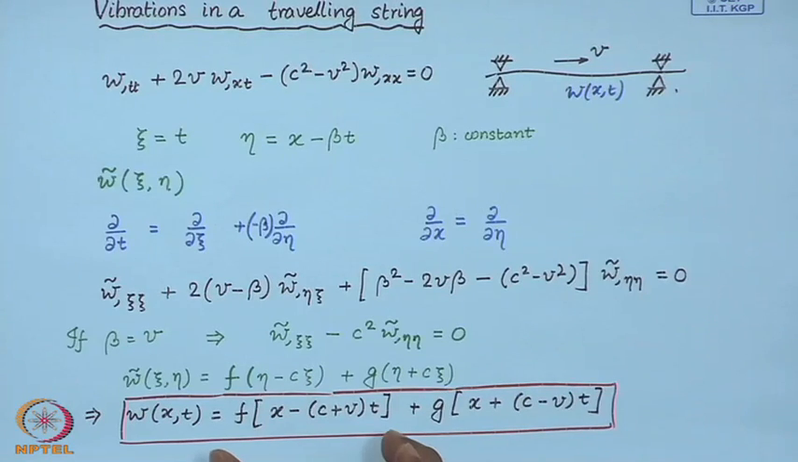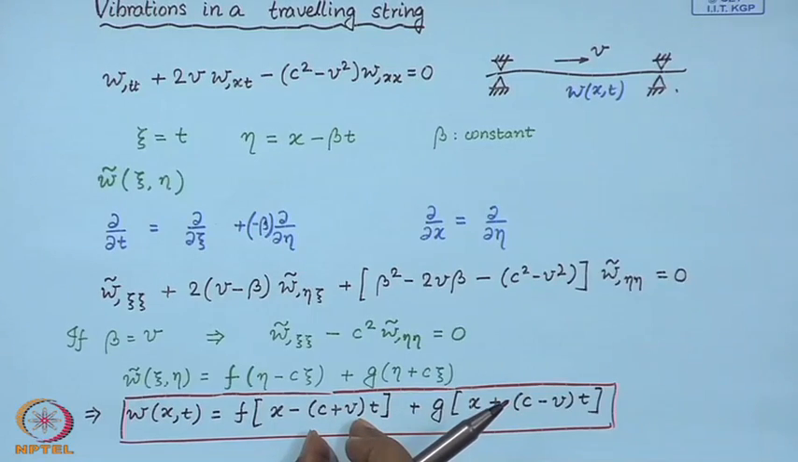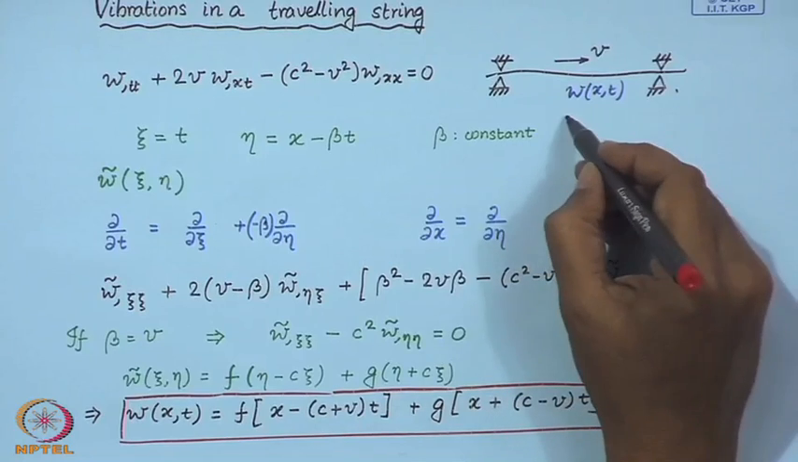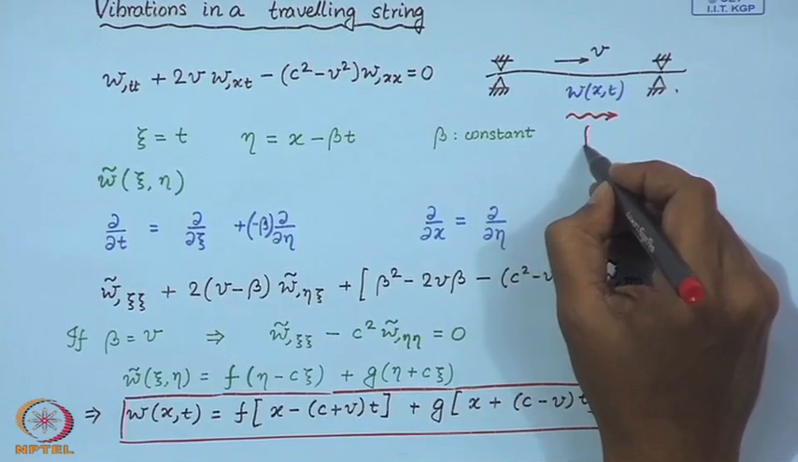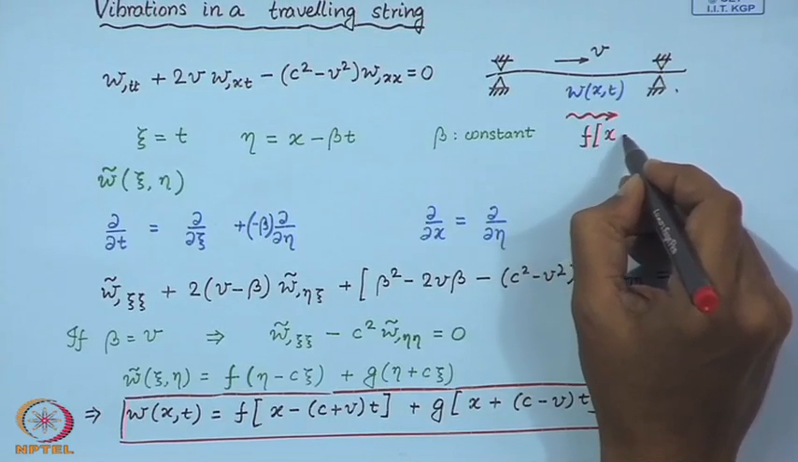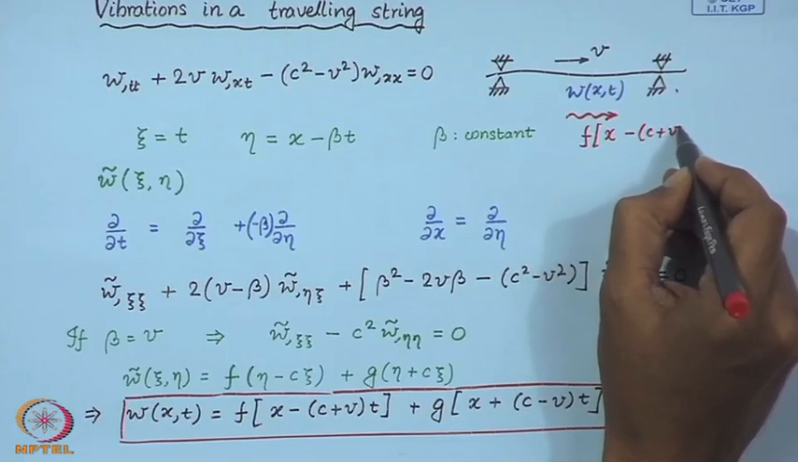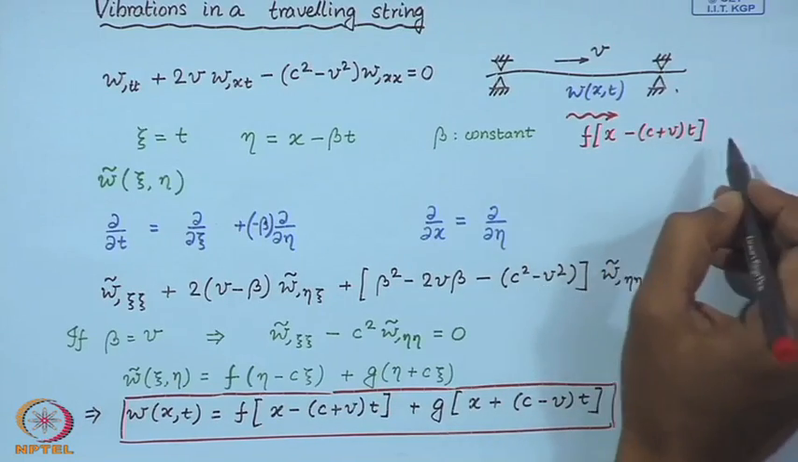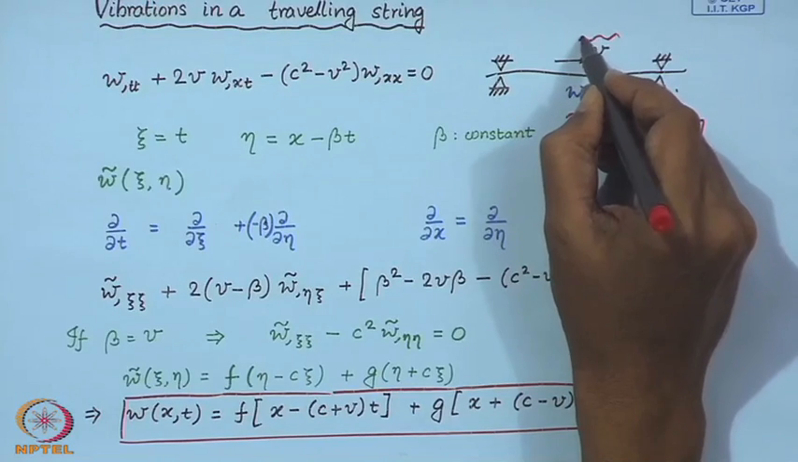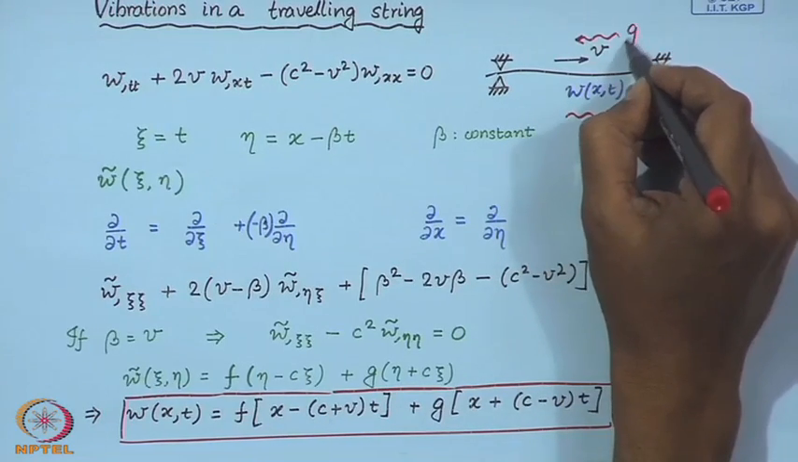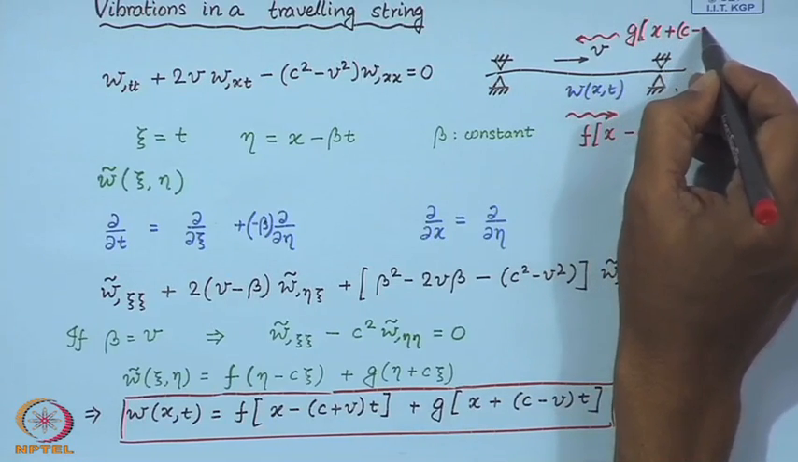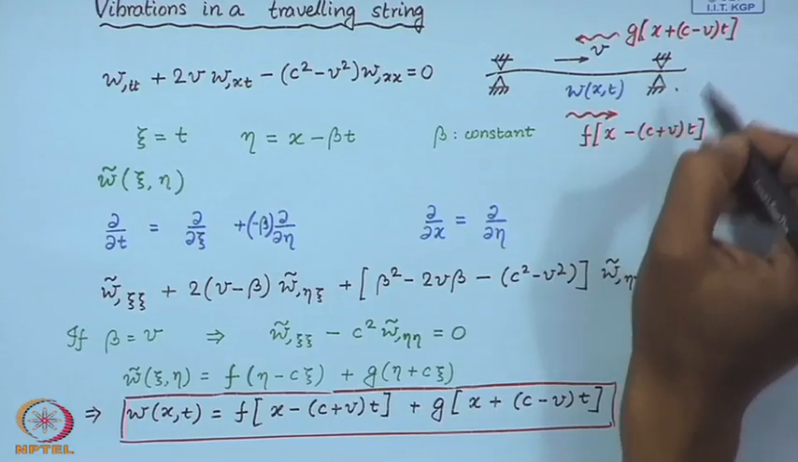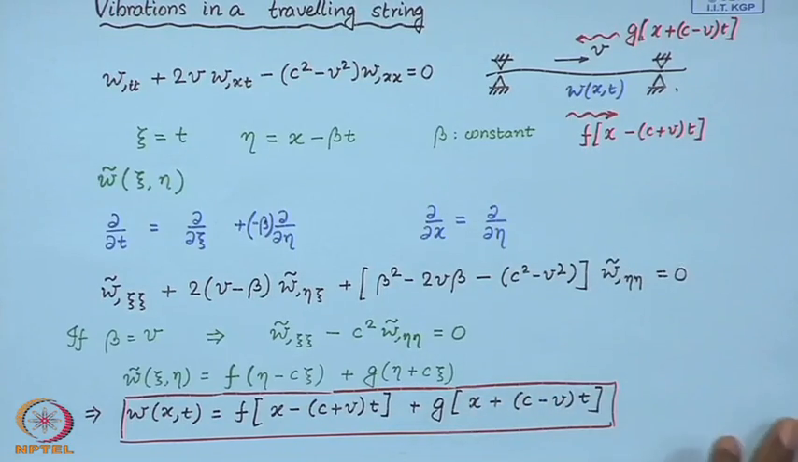So, now you can see that there is a positive travelling wave whose speed is c plus v. So, there is a positive travelling wave with speed c plus v, and there is a negative travelling wave with speed c minus v in the string.